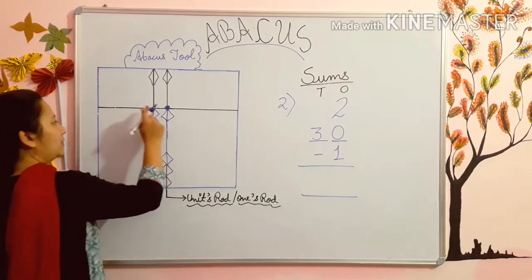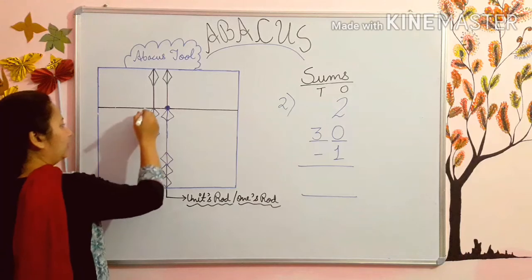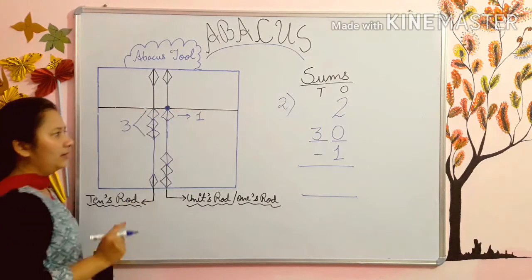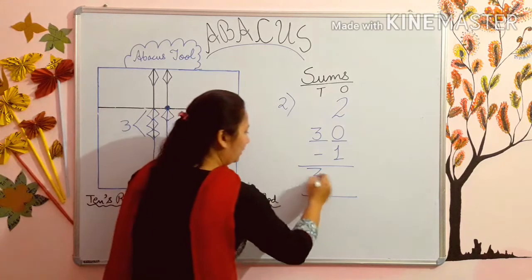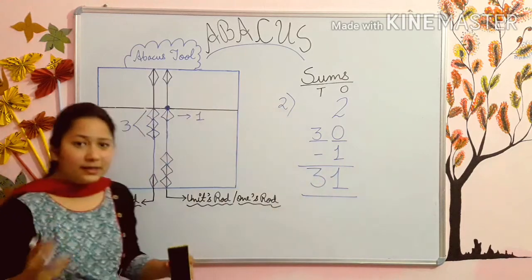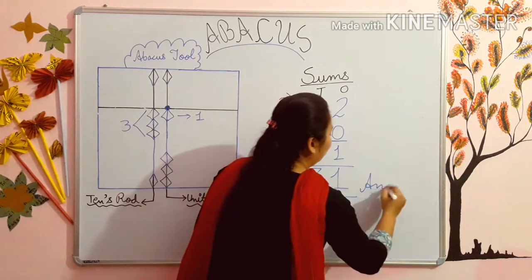Now count. See 1, 2, 3. This is 3 and this is 1. So 3 in tens rod and 1 in ones rod. So your answer is 31.